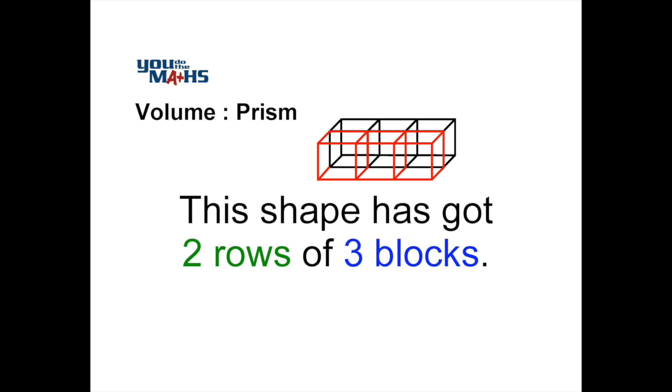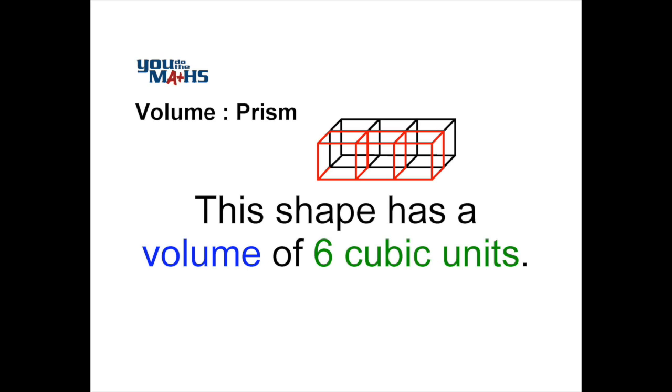In this shape here, we've got 2 rows of 3 blocks. It's an extension of the one we had before. So we look at the colours in the black and the red there in the cubes and say that altogether there's 6 cubic units, or the shape has got 6 units cubed for its volume.